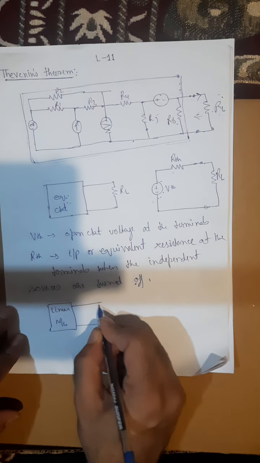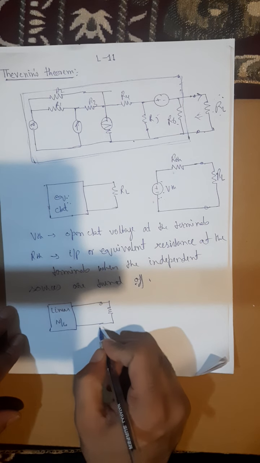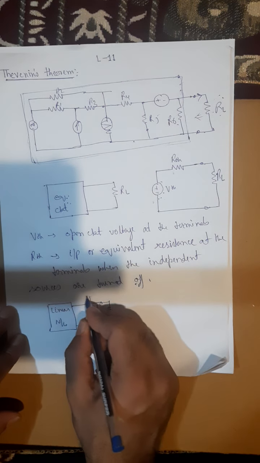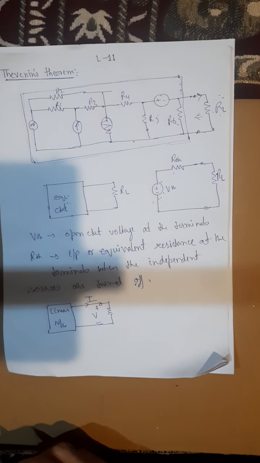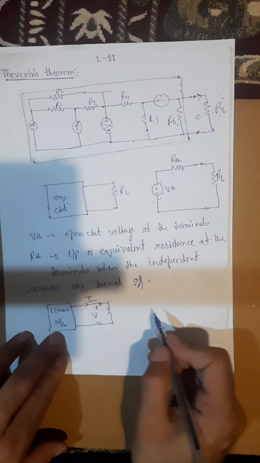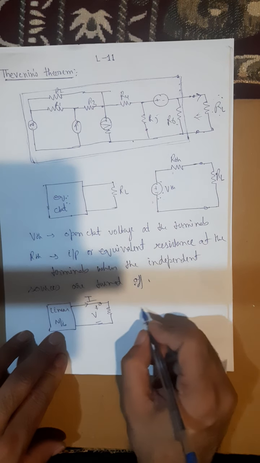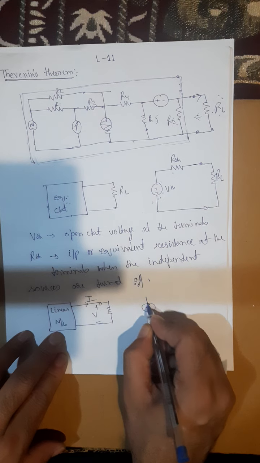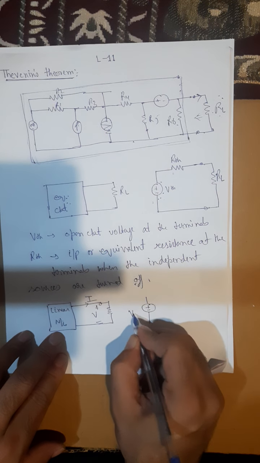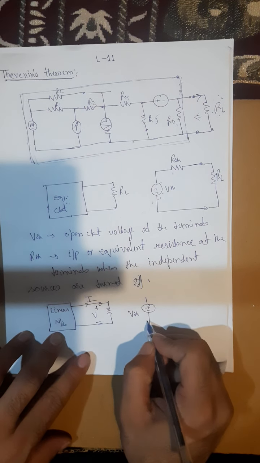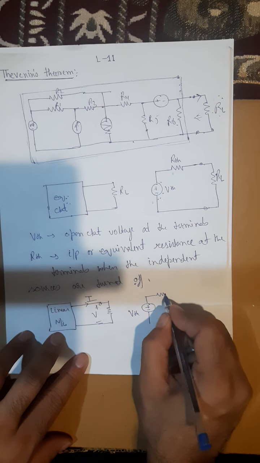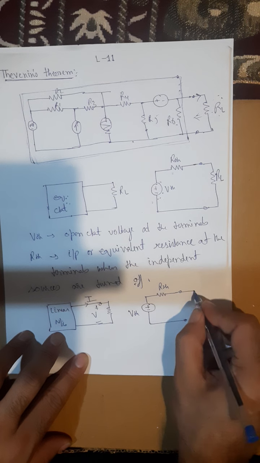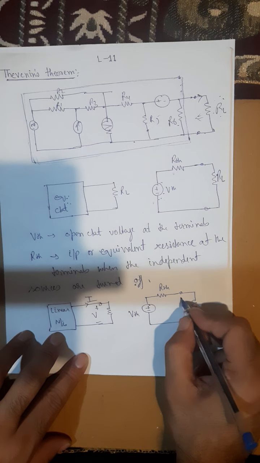Okay, and some load is connected to that. So the voltage across this load is V and the current flowing through this load is I. Okay, so I can replace this linear network by an equivalent network, that is called the Thevenin equivalent network, where we will have a voltage source VTH in series with a resistor RTH, and then we have the load.